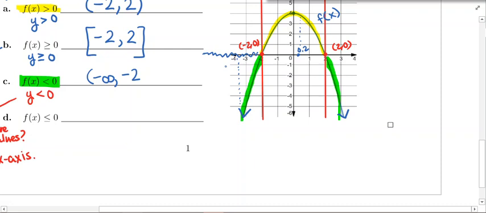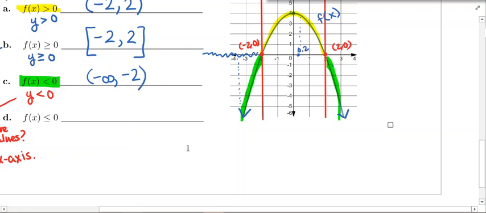Now do you include -2 itself? Well, again, it depends on your inequality symbol. Strictly less than 0, your y value can't actually equal 0 there. Any x-intercept is going to have a y value of 0, so we're not going to include the x-intercept here.